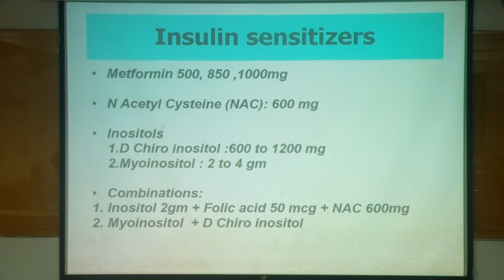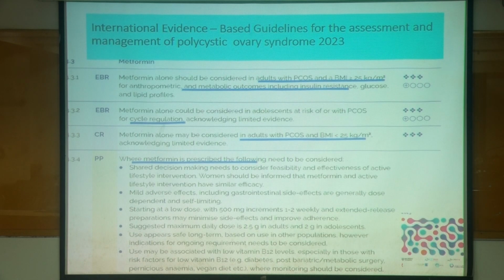That is depending on the insulin resistance, and N-acetylcysteine 600 milligrams, D-chiro-inositol 600 to 1000, myo-inositol 2 to 4 grams, or a combination of these, that is inositol plus folic acid plus N-acetylcysteine, or myo-inositol plus D-chiro. All these are available. But what the international evidence-based guidelines say is that first and foremost, you can try metformin alone in PCOS who have a BMI of more than 25. Of course, this will correct all the anthropometric and metabolic outcomes, including insulin resistance, glucose, and lipid disorders. And even in lower BMI you can try this.